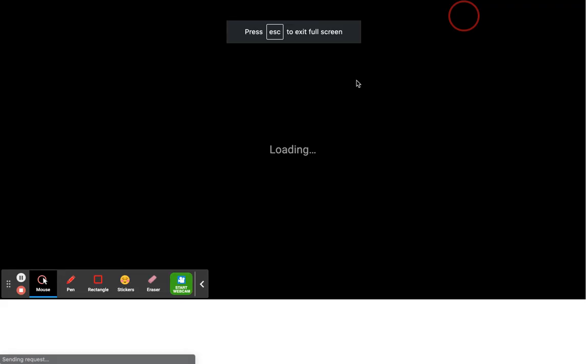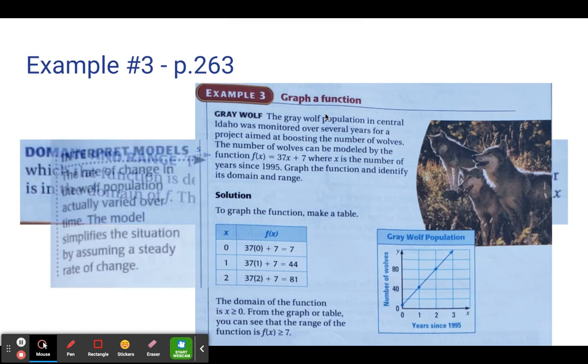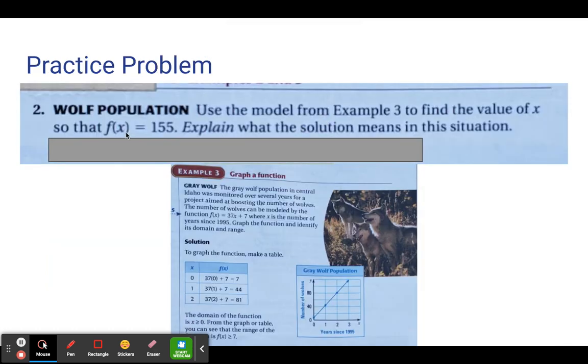All right, back to our word problem here. We finished this up in the last video, and now we're going to do a practice problem. Use the model from example 3 to find the value of x so that f of x equals 155. Explain what the solution means in this situation. So I want you guys to try that problem.